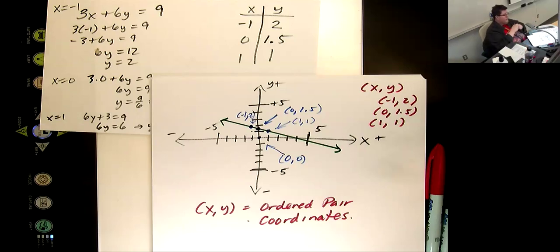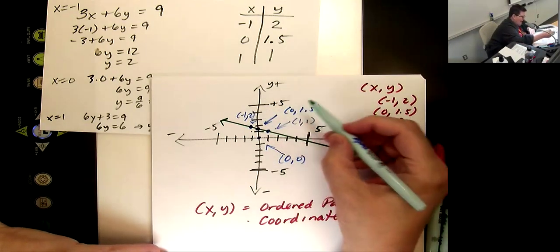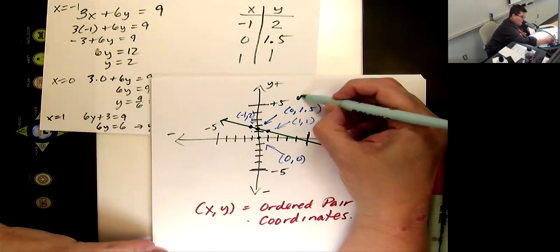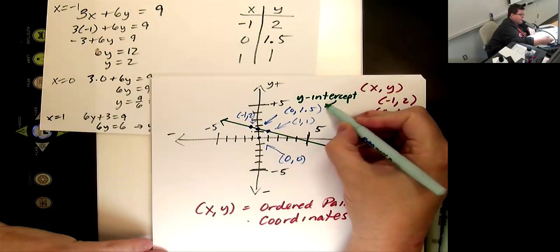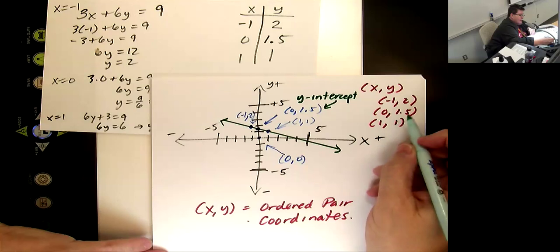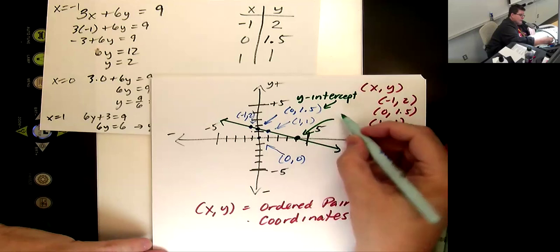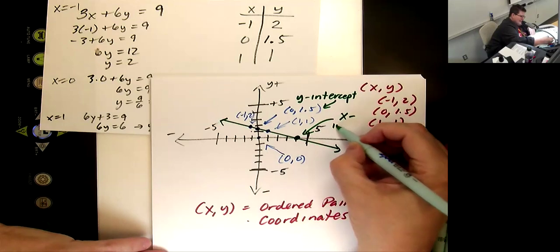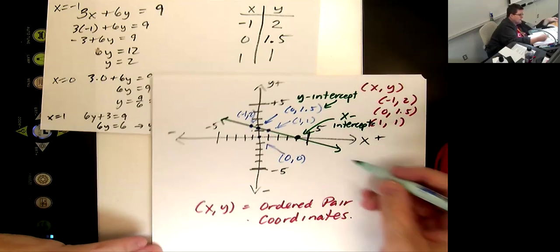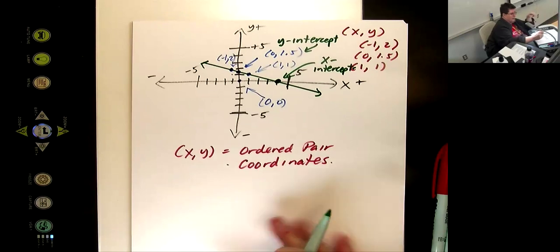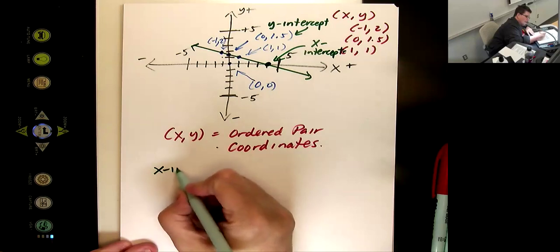All right, next piece of information. Where it crosses this vertical line is called the y-intercept, which is actually one of the points we did. The other spot where it crosses the other line is called the x-intercept, or where it intercepts the x-axis. I will frequently abbreviate them as X int and Y int.